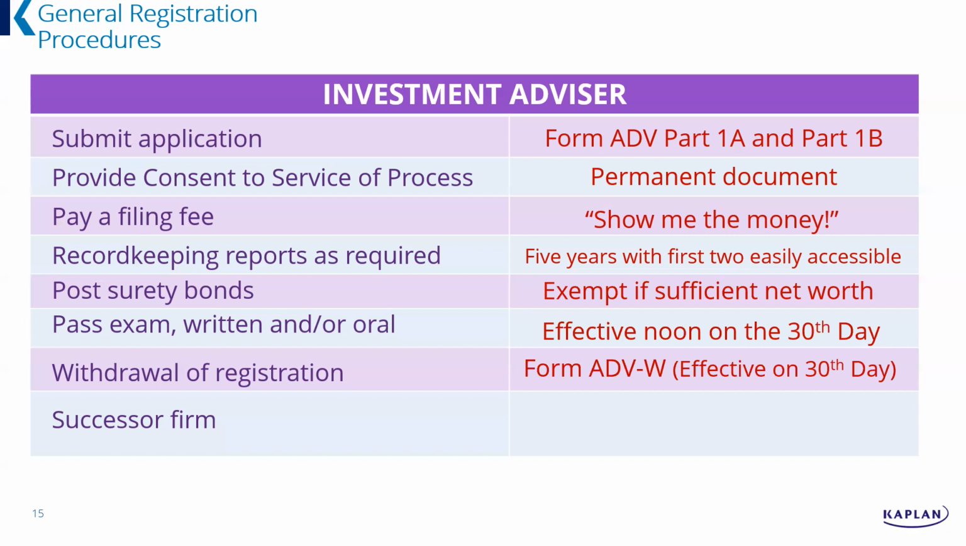Successor firms are very testable. So firm A buys firm B. Firm A in this example would be the successor firm. And you need to know the successor firm doesn't have to pay any additional fees. That successor firm is good to go for the rest of the year, December 31st, but they do certainly need to file a new application. And that's very testable. The successor firm files a new application, but doesn't have to pay the additional fee.